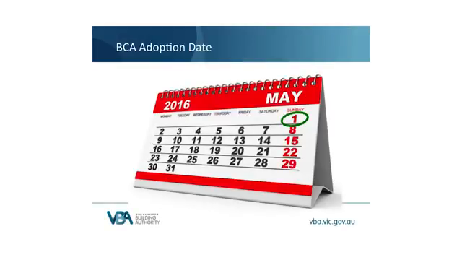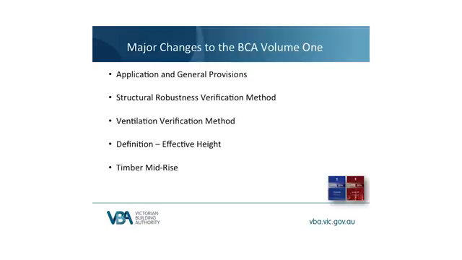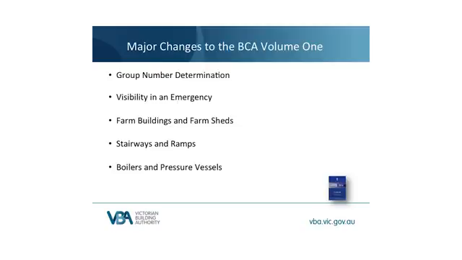Also, as always, the date for adoption of the new code is May the 1st. This year, May 1 will fall on a Sunday. The major changes to Volume 1 include application and general provisions, ventilation verification method, structural robustness verification method, definition of effective height and timber mid-rise, group number determination, visibility in emergency, farm buildings, stairways and ramps, boilers and pressure vessels.